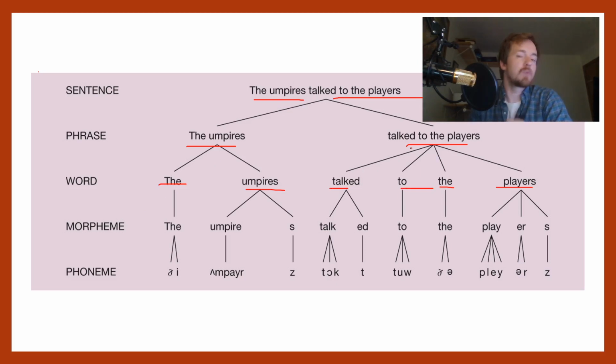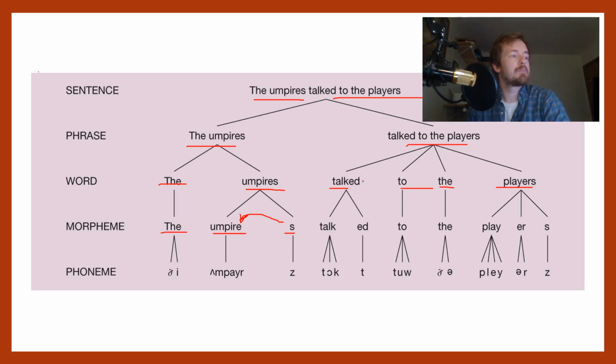These individual words are made up out of morphemes. Morphemes are units of meaning. So, for example, the is its own meaning. But we also see that umpires has two morphemes. It has the meaning of umpire, and it also has the S, the plural, that lets you know that this is actually more than one.